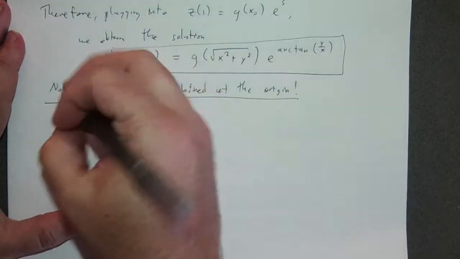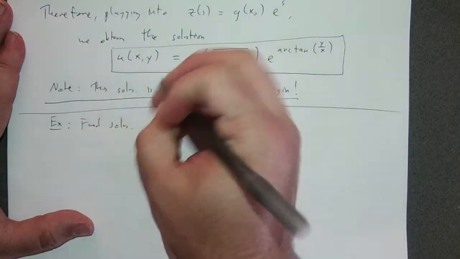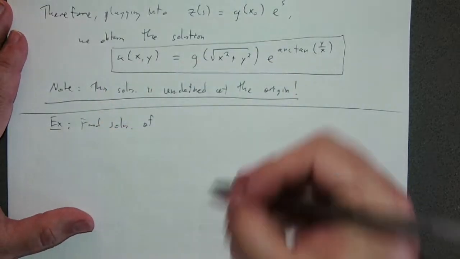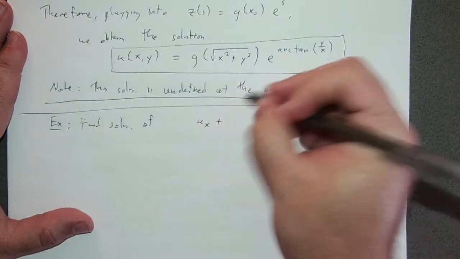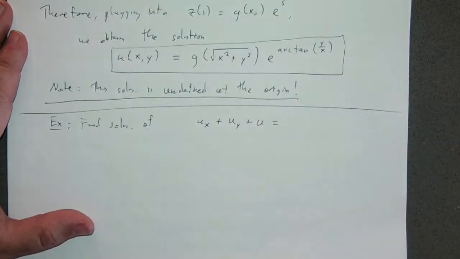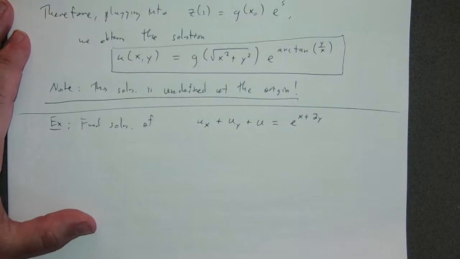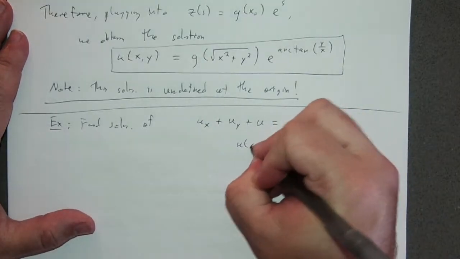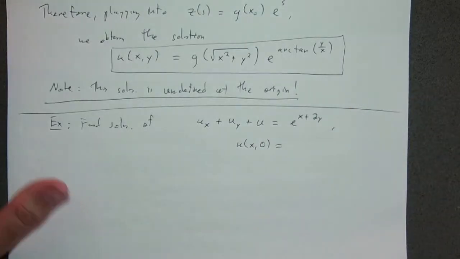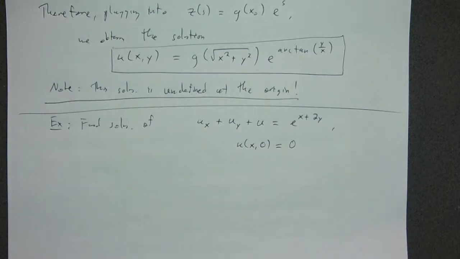So let's find the solution of the following. Let's say u sub x plus u sub y plus u is equal to e to the x plus 2y. And let's say that our data curve function, again, this is the x-axis, is just 0, right? Okay. All right.